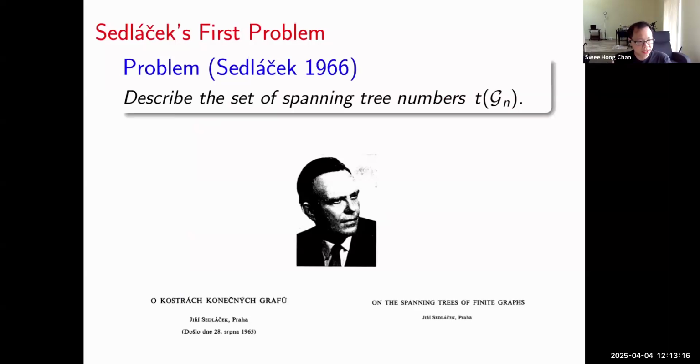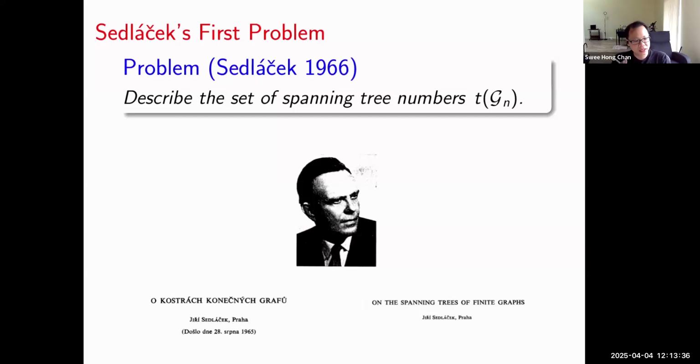And so now we are ready to define what's a Sedlacek problem. Sedlacek is a graph theorist from what is now the Czech Republic. Back then it was called Czechoslovakia. He was known as one of the pioneers of graph theory from the country. And Sedlacek was interested in describing the set of spanning tree numbers T(G,n).